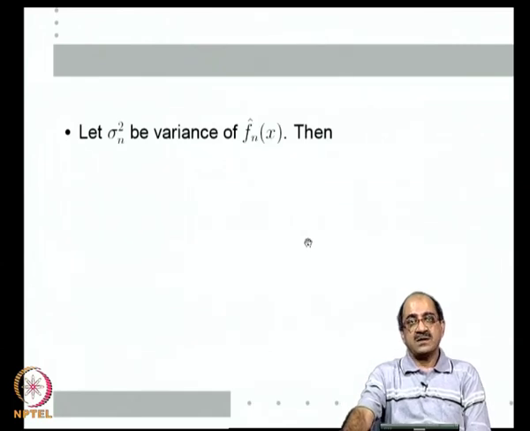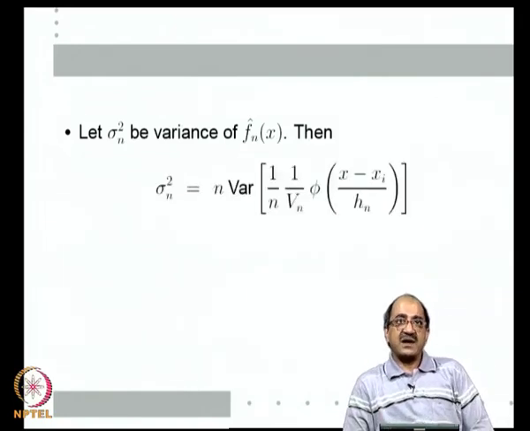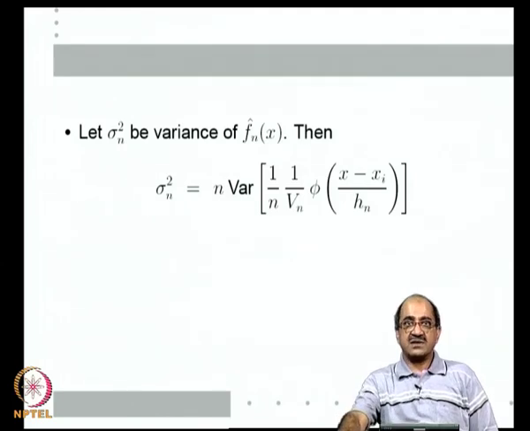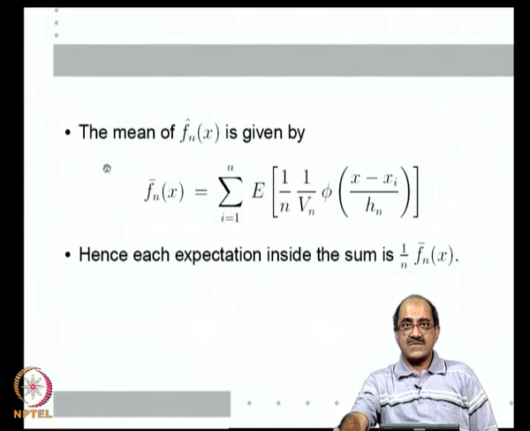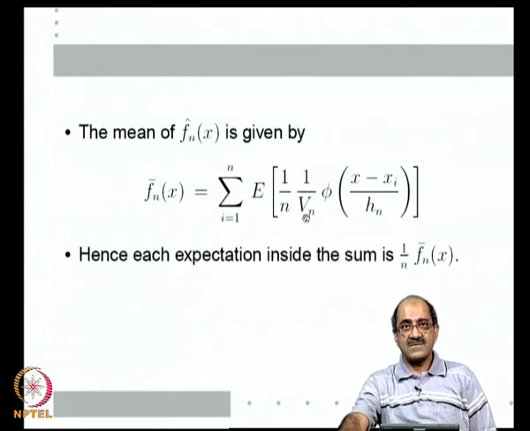Okay. So, if we think of sigma square n as the variance of f hat n(x), then we can write sigma square n as n times the variance of this. I just said f hat n(x) is the sum of these n things, each of them with the same variance. So, the variance of f hat n will be n times the variance of each of these. Okay.